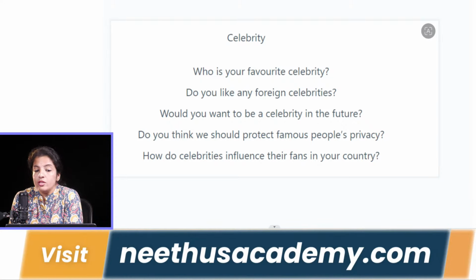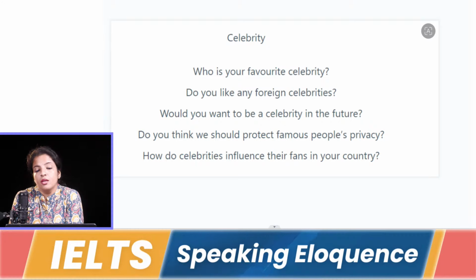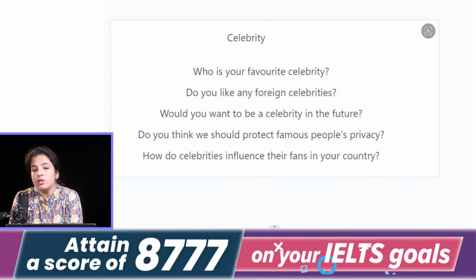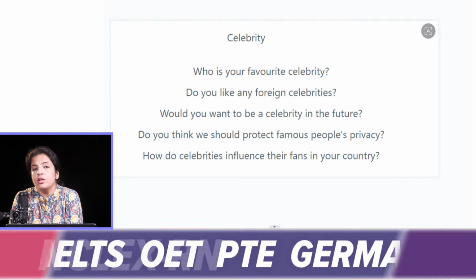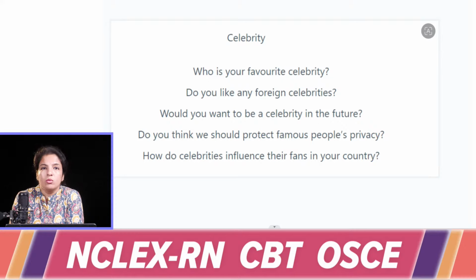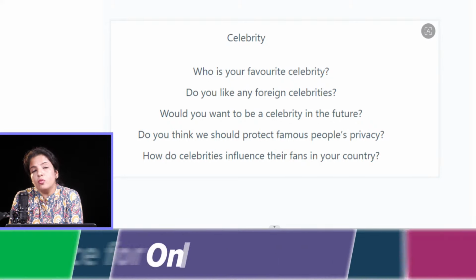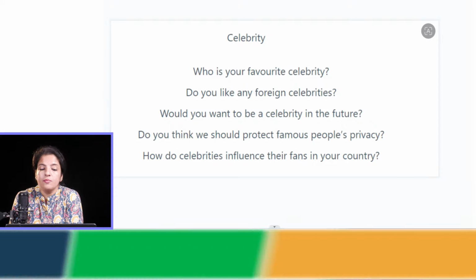Do you like any foreign celebrities? Of course, if you like foreign celebrities, then you can say that. If you don't like, then you can say that as well. There are many people who don't watch foreign movies or who have no idea about foreign celebrities. Then you can mention that. Well, I don't actually know any foreign celebrities, so there is no preference there. Or if you have a favorite foreign celebrity, then you can say that.